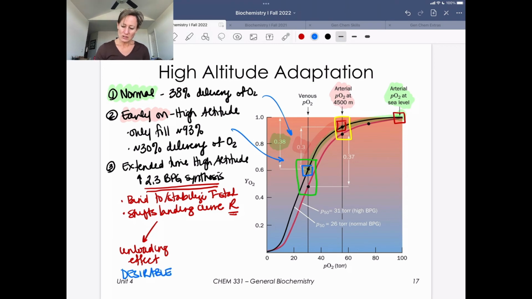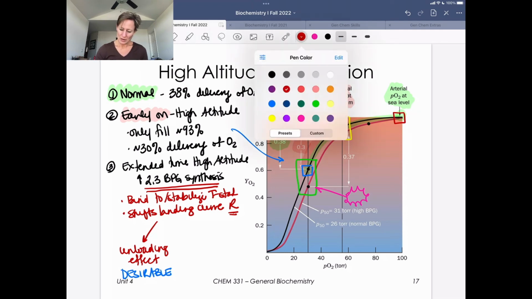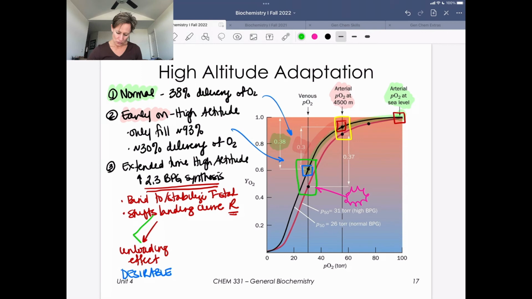Okay, and that unloading effect means that we are going to take this point and we are going to shift it down to here. This is another example. We already talked about how 2,3-BPG works, right? We're going to be shifting that point down. So we're going to talk about the importance of shifting that point down. We've seen that before, and so that is going to be a desirable situation. So that's our green here. So our green here represents an enhanced unloading. We're dumping our bucket of oxygen more, and that's a desirable effect.